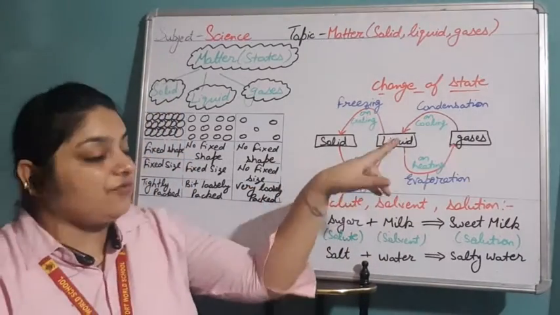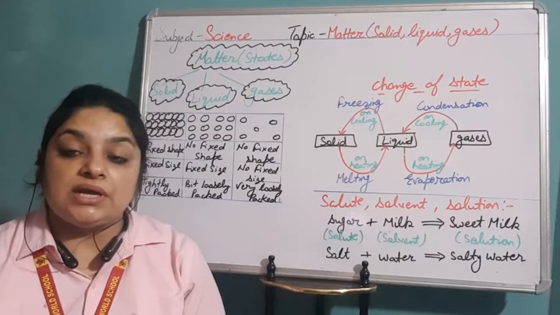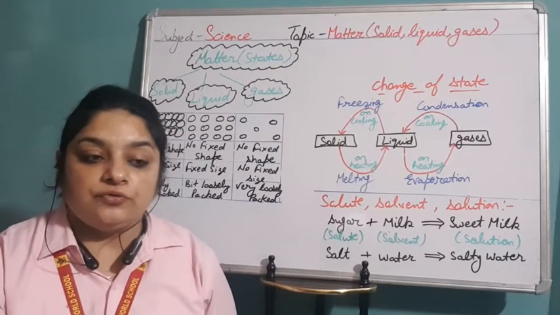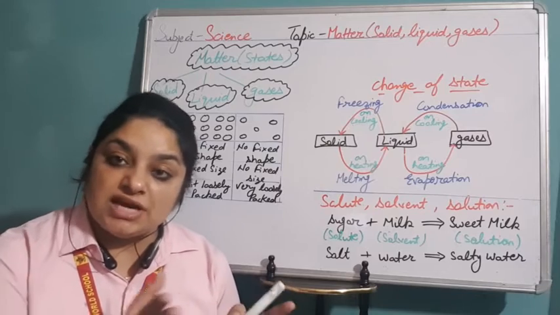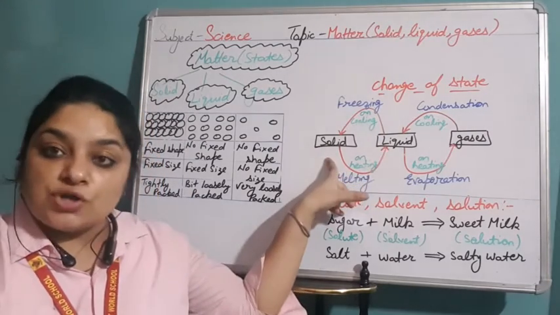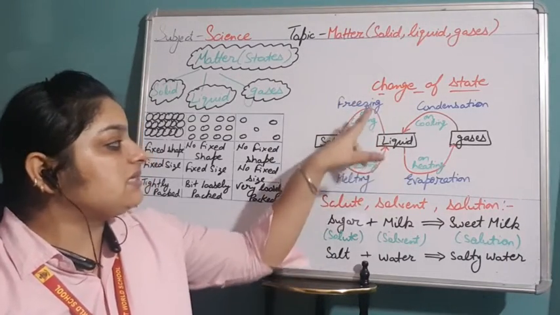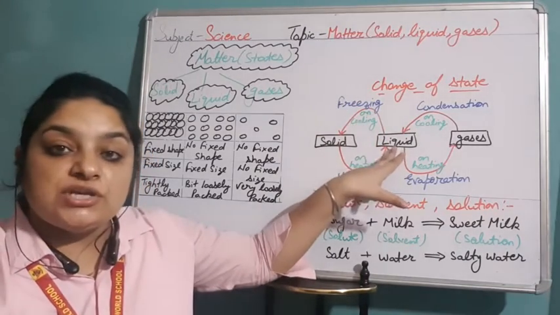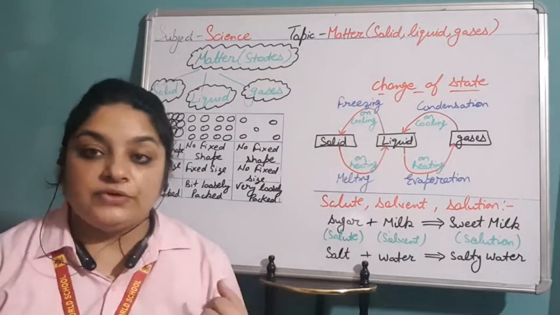Next, if we further cool down the liquid, it will change into solid. For example, water: we keep it in the freezer and it changes into ice, which is in solid state. So on cooling, liquid changes into solid, and we call this process freezing. So what is freezing? It is the process in which liquid changes into solid on cooling. That is known as freezing.